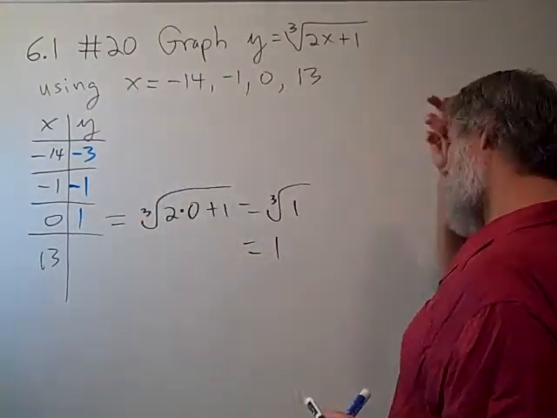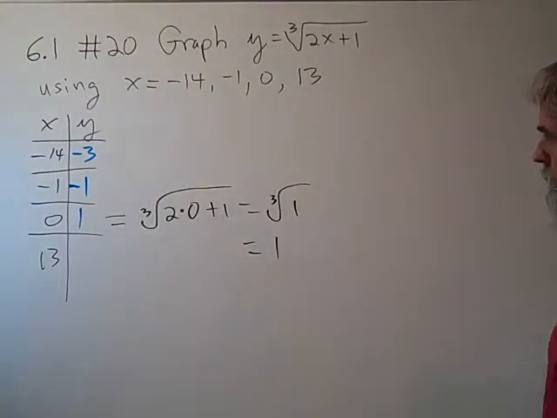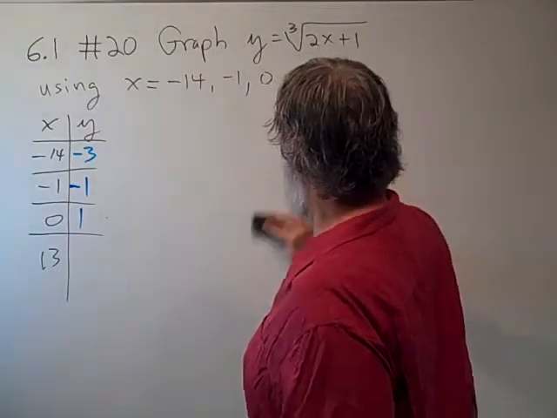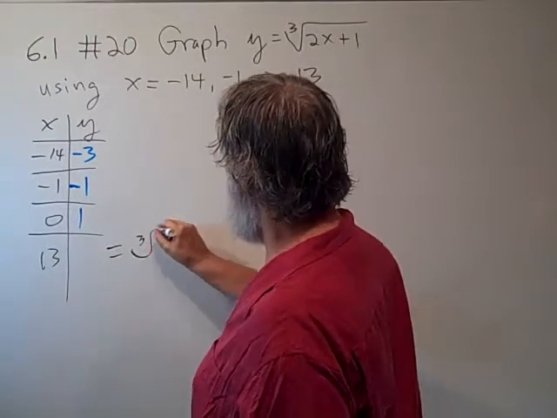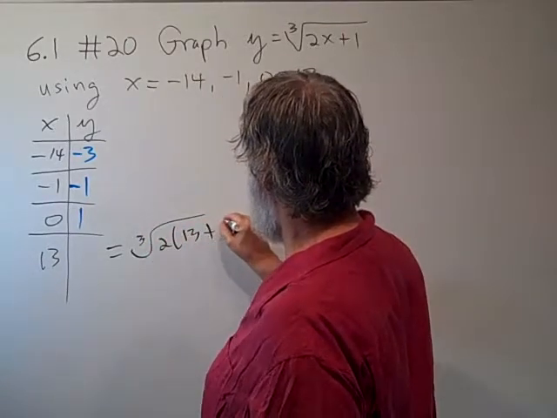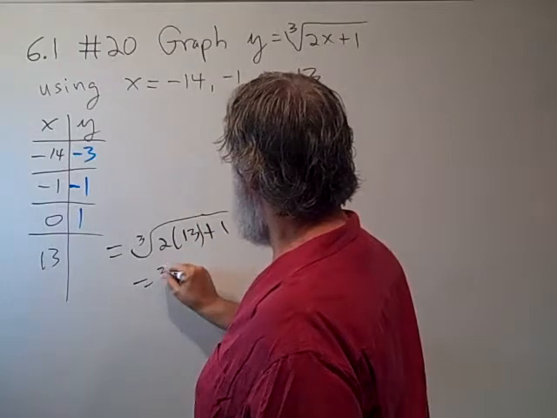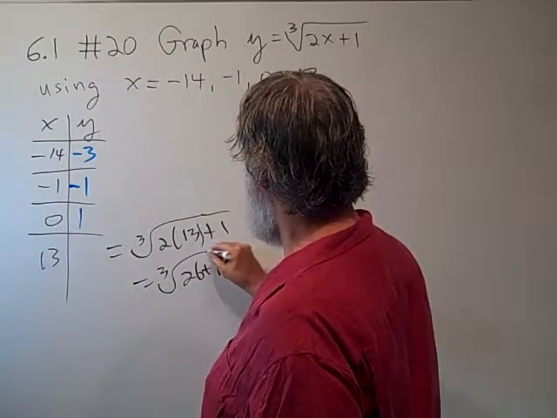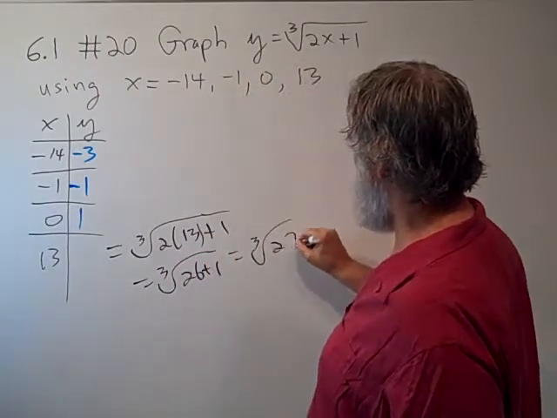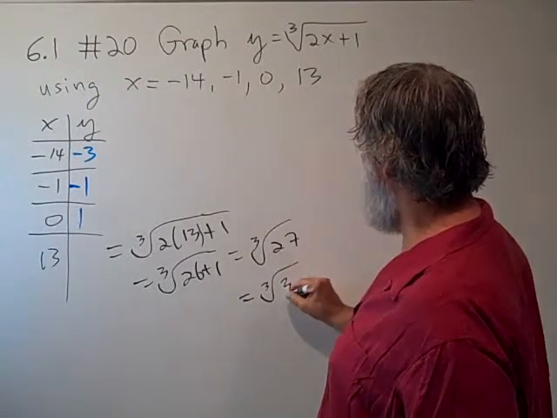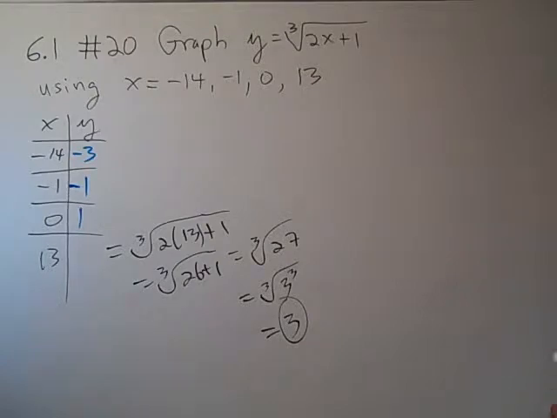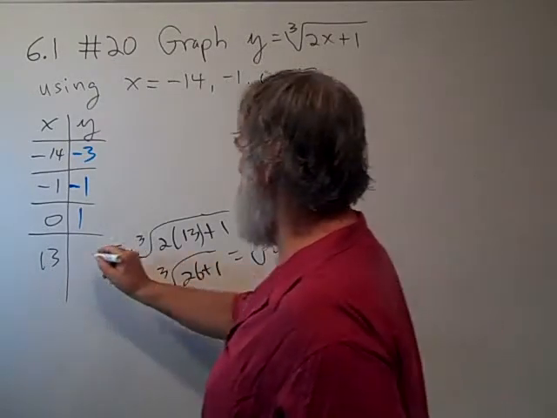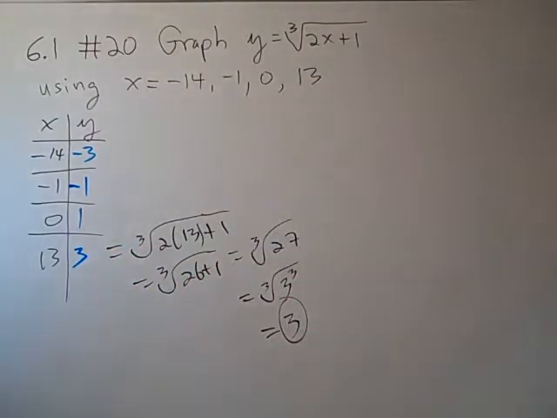And finally, when x equals 13, y is equal to the cube root of 2 times 13 plus 1, which is the cube root of 26 plus 1, which is the cube root of 27, which is the cube root of 3 cubed, which therefore equals 3. So at 13, this function equals 3. And we have 4 points. We'll try now to graph this function.